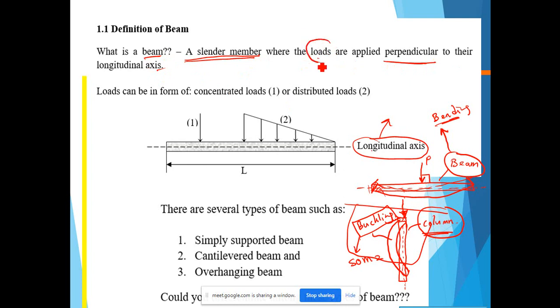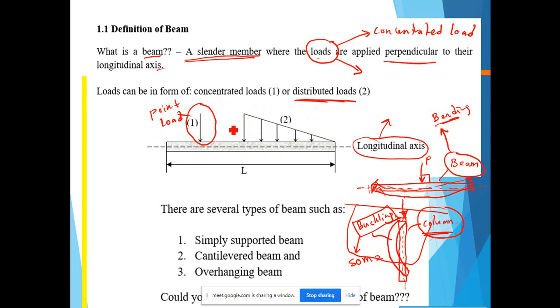Now, we know that the beam is a slender member subjected to load, and there are two types of load. One is the concentrated load. What is a concentrated load? This one. Sometimes we call it a point load. The other one is the distributed load, this one for example. Number 1 is a concentrated load or point load. Number 2 is a distributed load.